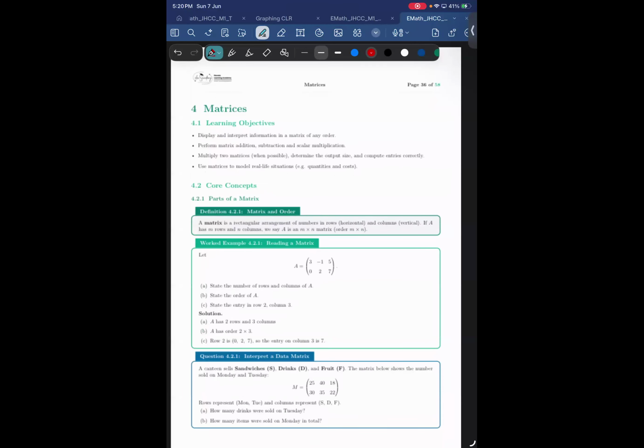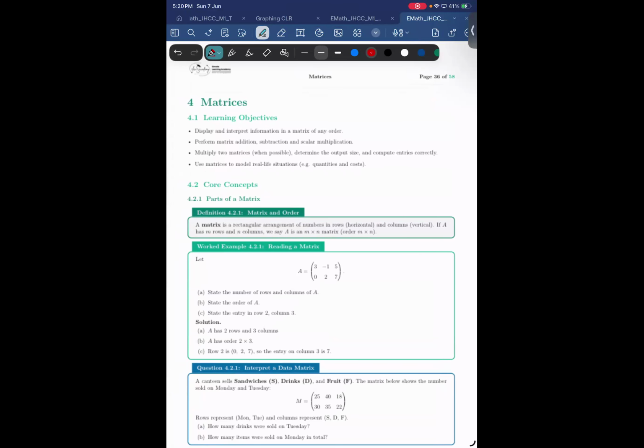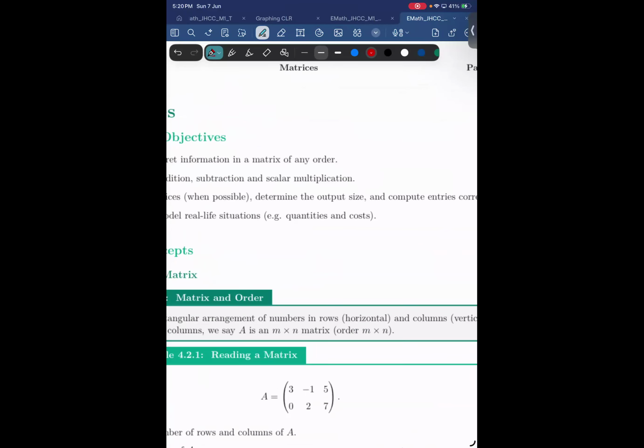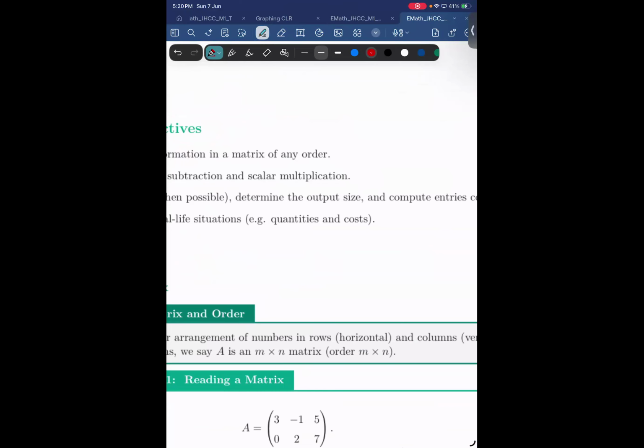So matrices: display and interpret information in a matrix of any order. The order is the size of the matrix. Then perform matrix addition, subtraction, and scalar multiplication. How to identify when you can multiply matrices? Determine the size of the output matrix and compute each of the entries properly. And how to use a matrix to model a real life situation. You see this in the O level questions, and it will be the same thing. You're just using it to model something like this guy is buying certain objects, and how much is the cost of it.